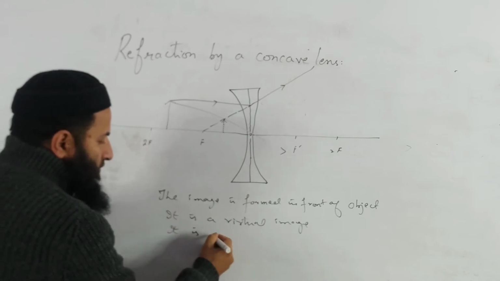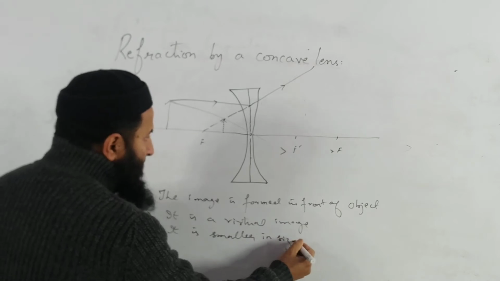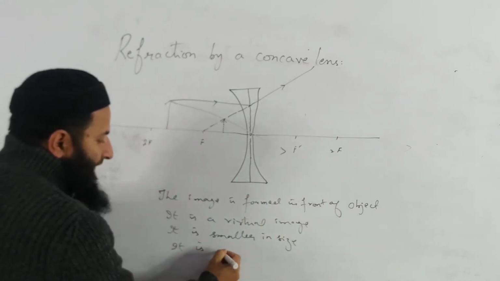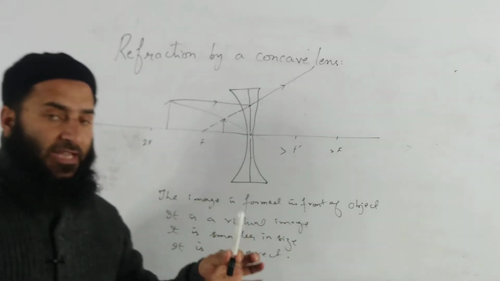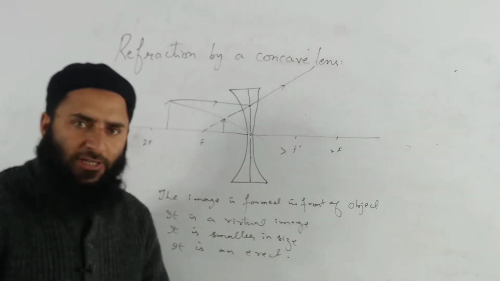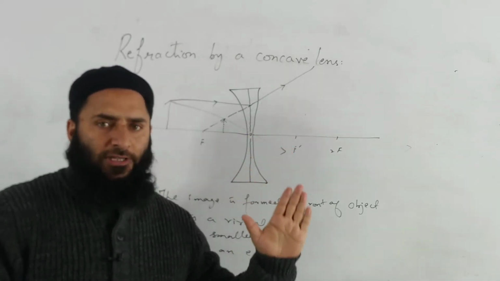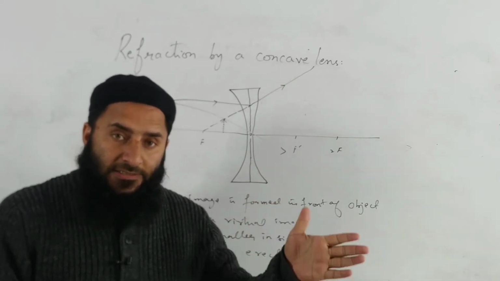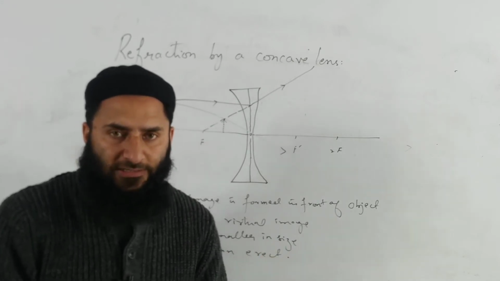It is smaller in size. If you check the size of the image, it is smaller than the object. It is an erect image. It is not upside down, not inverted. This is the only case discussed in the case of concave lenses. So remember, when an object is placed in front of a concave lens, the image is formed in front of the object. It is a virtual image. It is an erect image and the image size is smaller than the object.